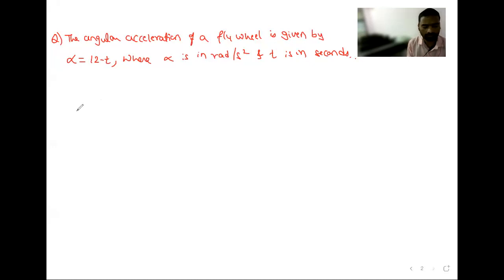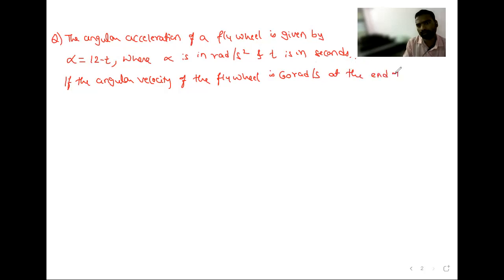If the angular velocity of the flywheel is 60 radian per second at the end of 4 seconds.